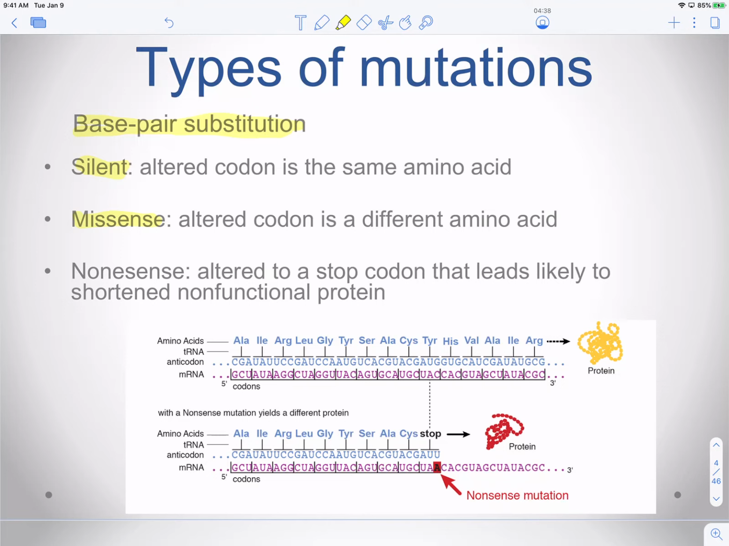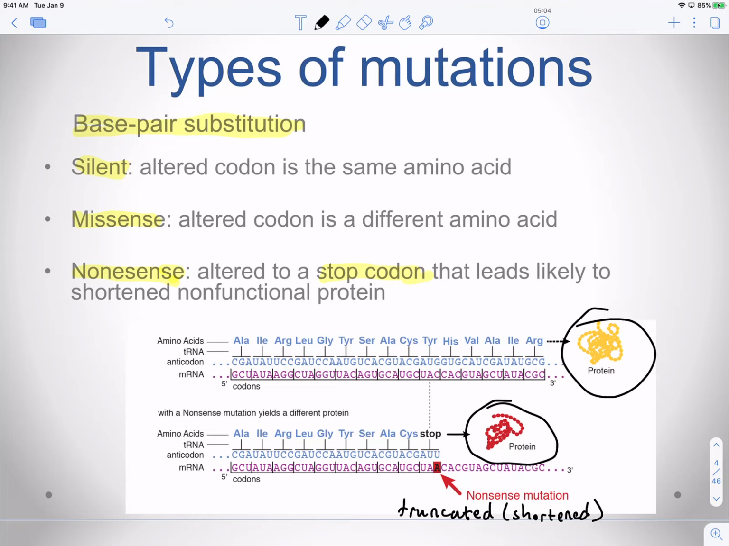And then you have a nonsense mutation. A nonsense mutation is important because it introduces a stop codon. And the stop codon is going to more than likely produce a non-functional protein. And so this is referred to as a truncated protein. And truncated means that it is shortened. Okay, so the natural protein is shown here, the shortened truncated protein is shown here, and it probably is not going to fold properly, and it most likely will not be functional.